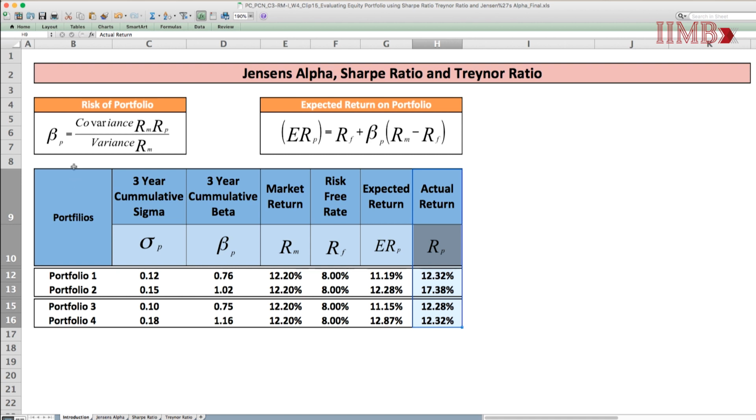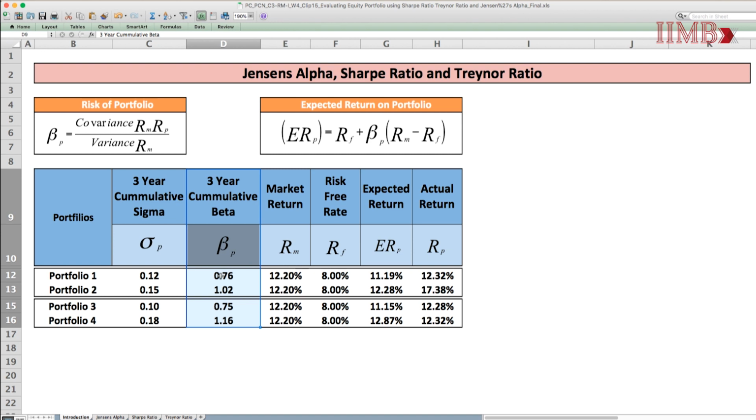Now in these cells we have 4 portfolios, 1, 2, 3, 4. The sigma of each of these portfolios over a 3-year cumulative data is sigma P. For portfolio 1 it's 0.12, portfolio 2 0.15, portfolio 3 0.10 and portfolio 4 0.18. In the same way, the 3-year cumulative beta for these 4 portfolios is 0.76, 1.02, 0.75, 1.16. As you can see, there are 2 of them which are significantly more risky than the ones with beta of 0.75 and 0.76.